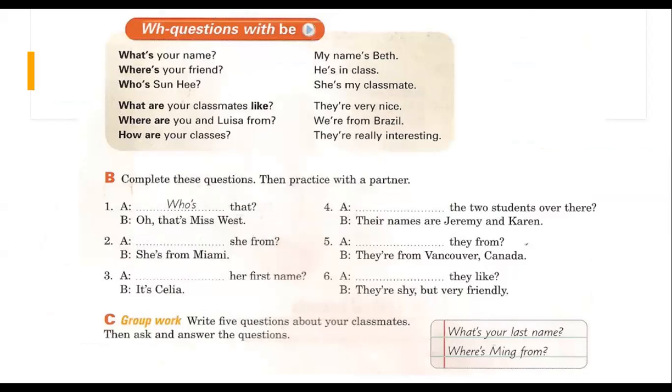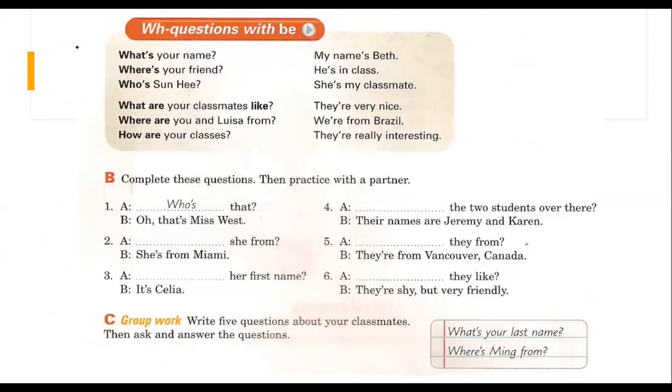Now, what do we have in here? The last thing for the night. What we have is WH questions with be. These are also called information questions. Se llaman WH questions or information questions, because in this, you have to give a complete response.